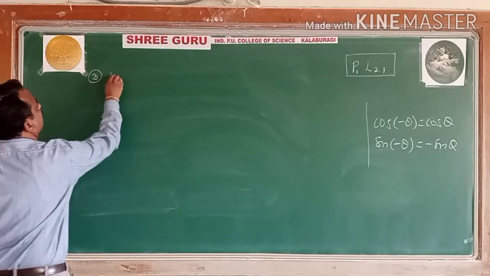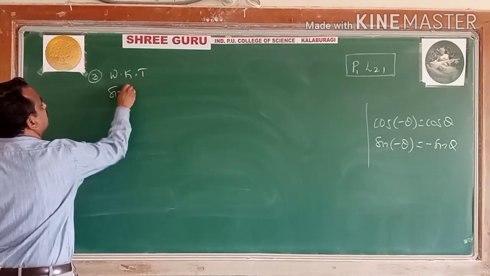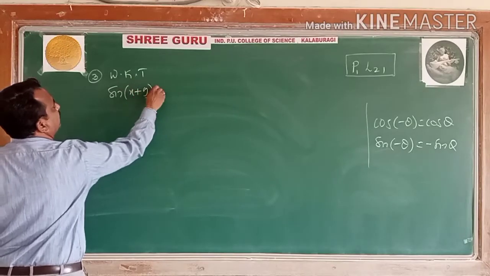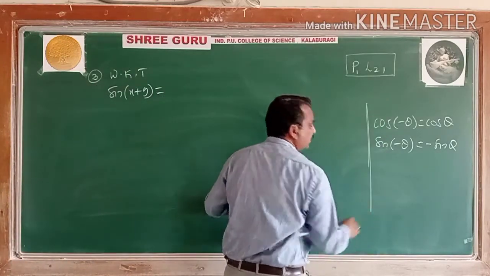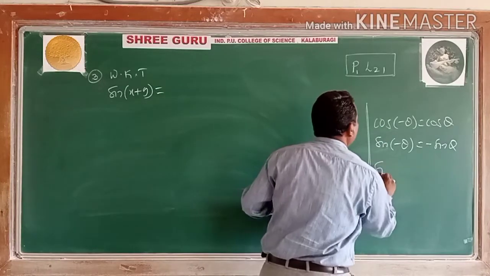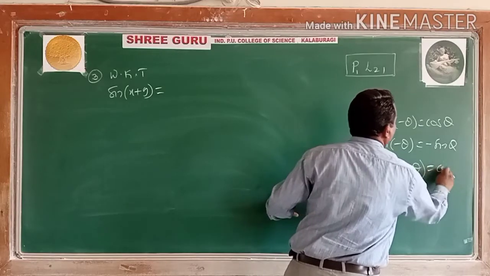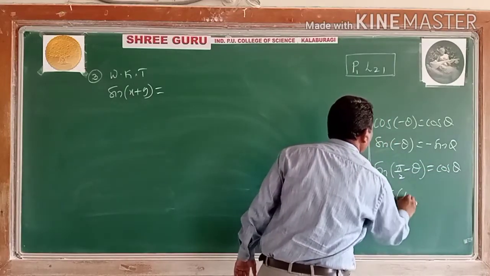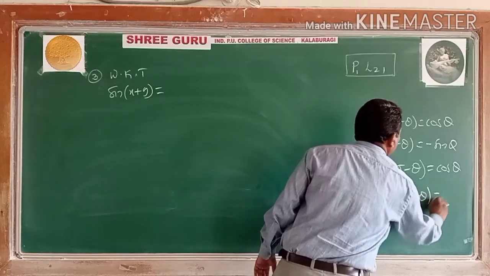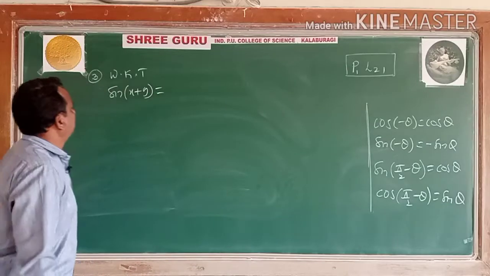Third, we will prove the sin of x plus y formula. Here I will write some formulas. Yesterday also we have taken sin of pi by 2 minus theta is cos theta, and cos of pi by 2 minus theta is sin theta. You know, we have studied this in the allied angles.